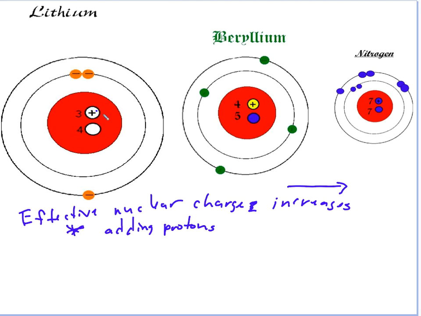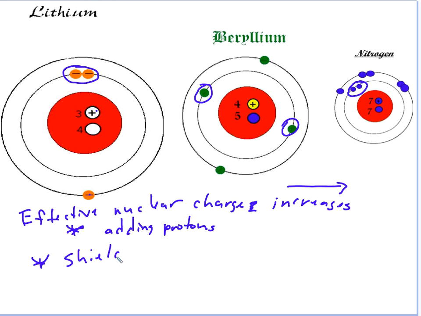Now some people might say, oh, hey, what about the shielding effect? Well, if you look, the shielding effect is the same as you go across a period. See, lithium has 2 electrons that could shield this one. How many does beryllium have that could shield one of these outer ones? See, beryllium only has 2 electrons also. Nitrogen only has 2 inner electrons that could shield the outer ones. So shielding is never a factor in period trends.